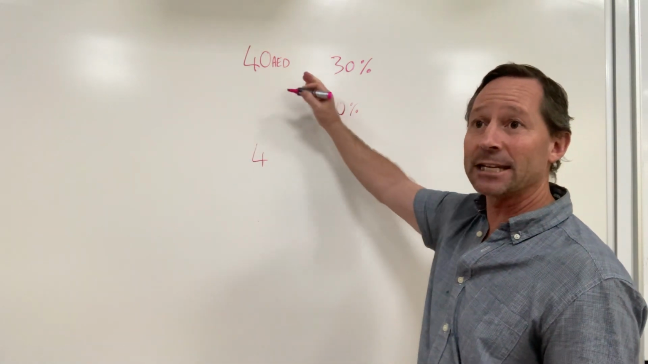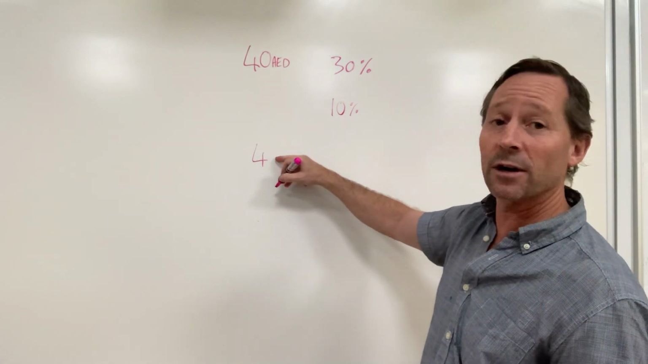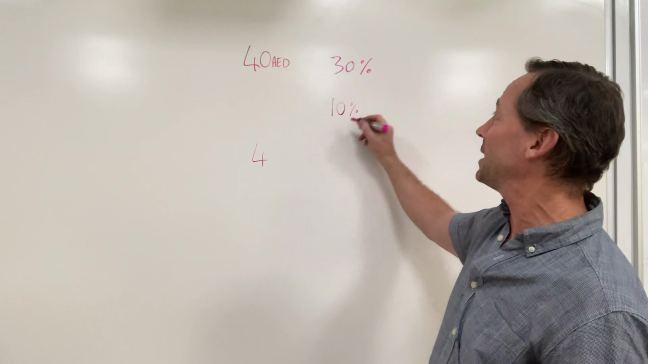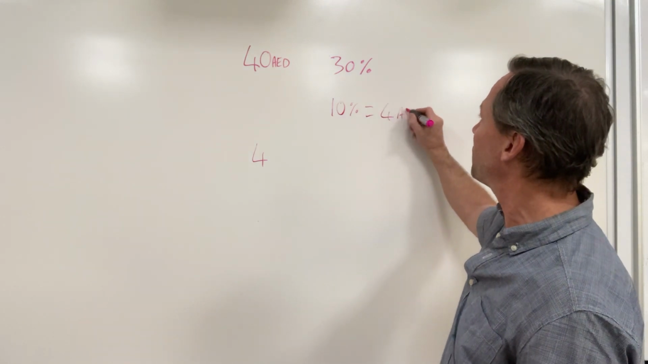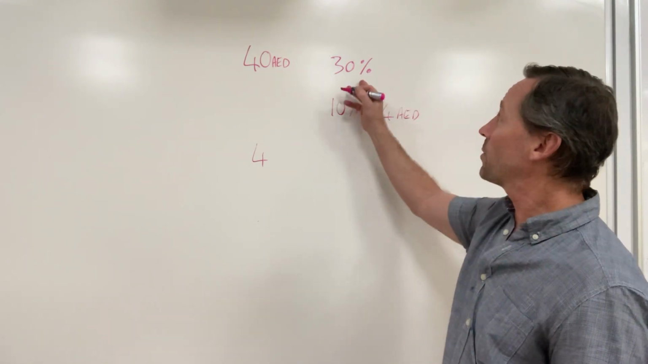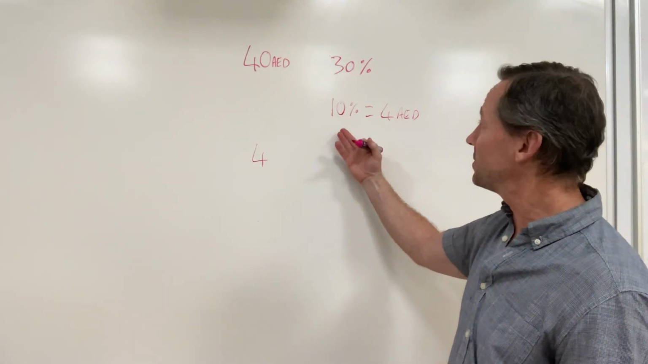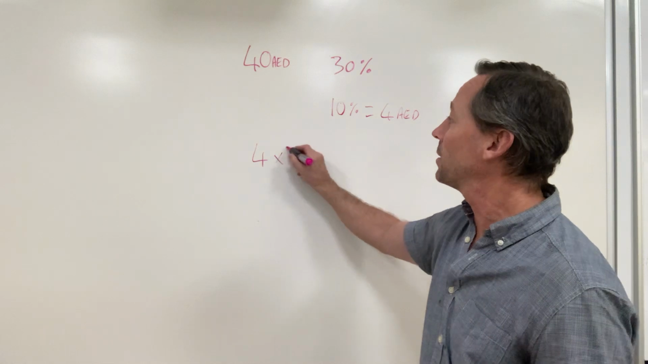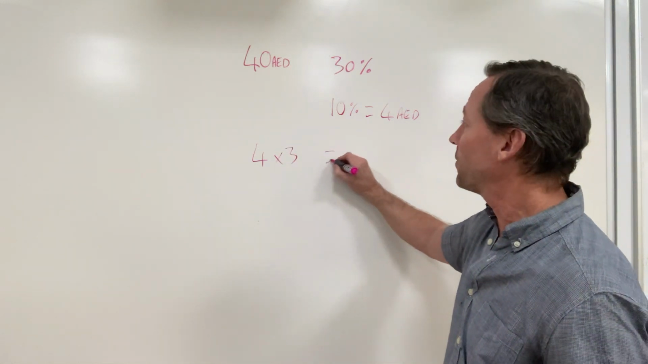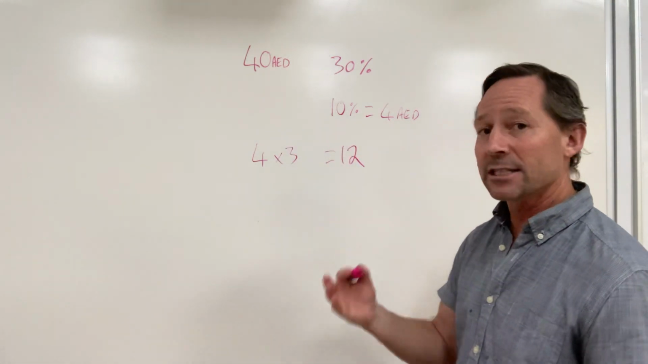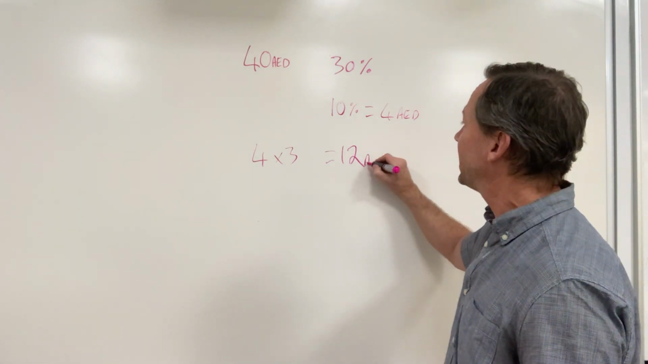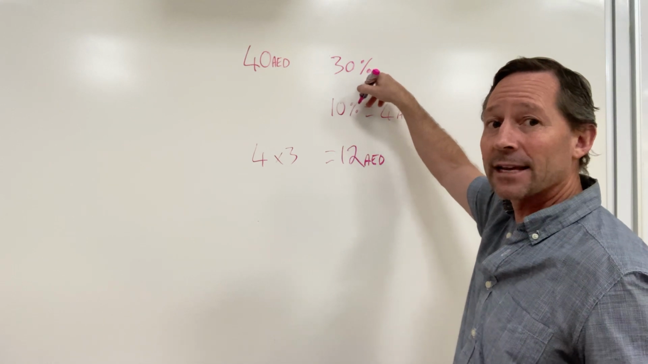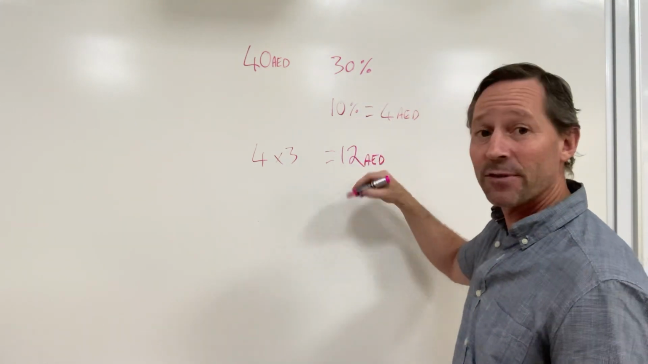So if I can find 10% of this, all I need to find 30% is to multiply it by 3. Because if 10% equals 4 dirham, 30% is 3 times 10%. I multiply that by 3, which gives me 12. So 12 AED. Remembering this is the discount. So I'm going to save 12 dirham.